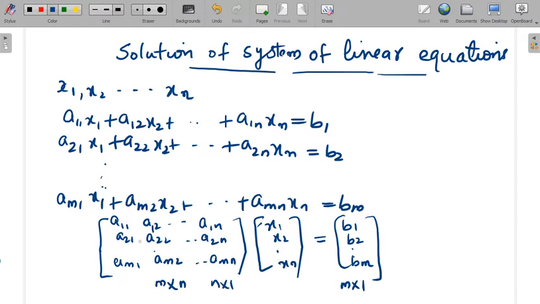And if you look at this expression, when you take the matrix product, we multiply a row of the first matrix with the column of the second matrix. So the first element of this matrix product will be a11 x1 plus a12 x2 plus etc.